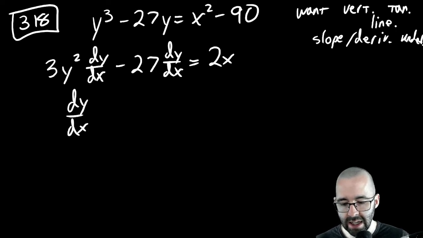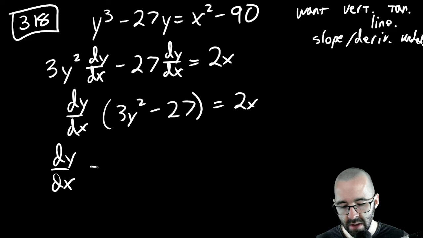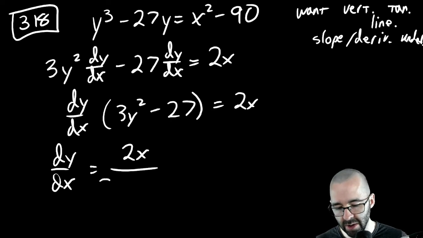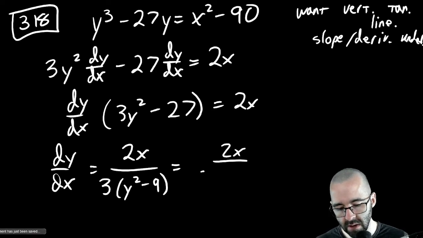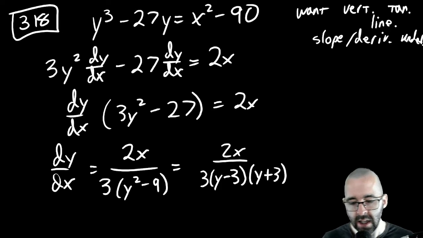Factor out dy dx. 3y squared minus 27 equals 2x. Or our slope is 2 times the x coordinate divided by, let's factor that denominator. We can factor out a 3. We can factor it even more. Difference of squares.